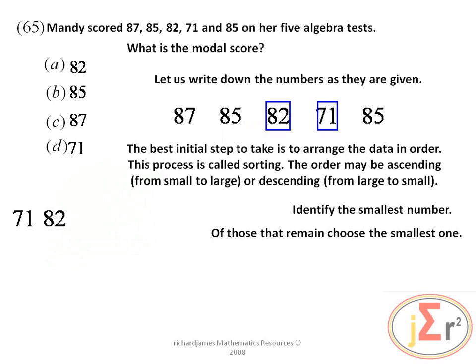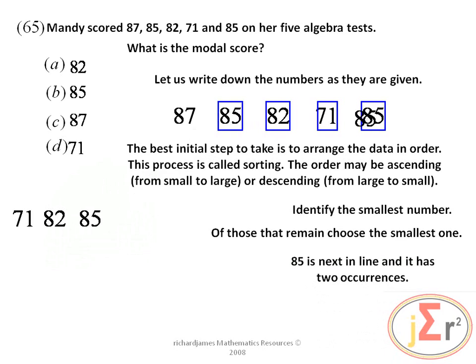We have 82. Of course, next in line we have 85. And we have 2 occurrences of 85. So, let's put both of them there. And then, of course, 87 is the one that will go next. And of course, last. It's the largest number, as a matter of fact.